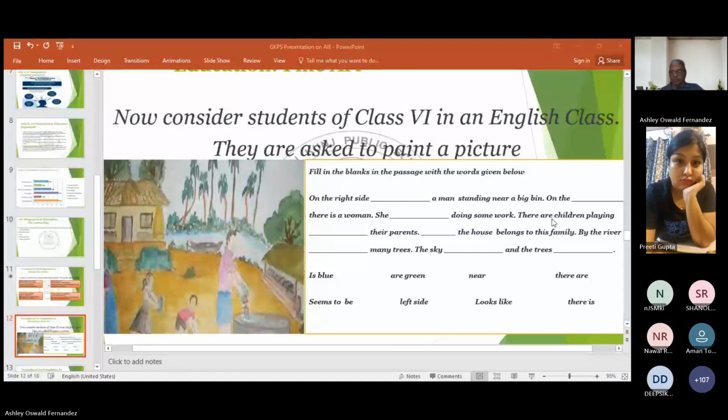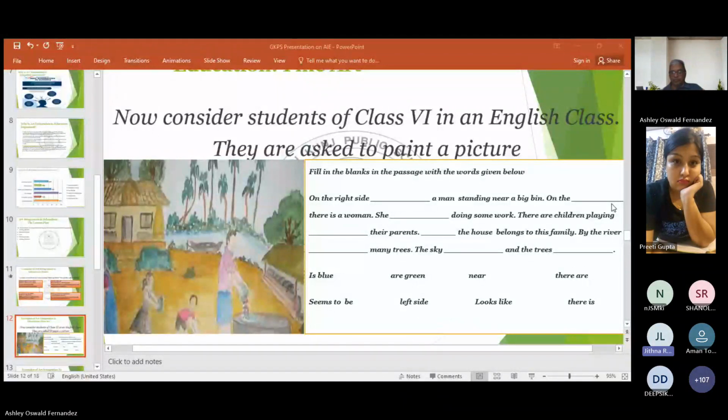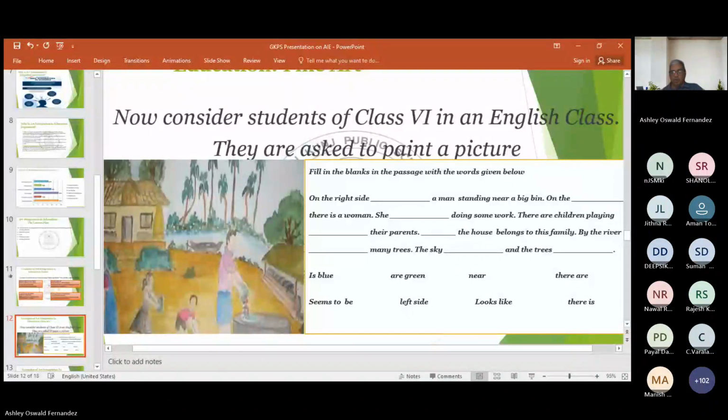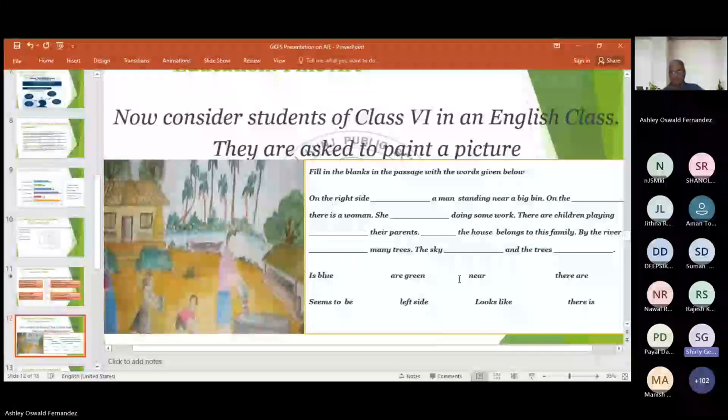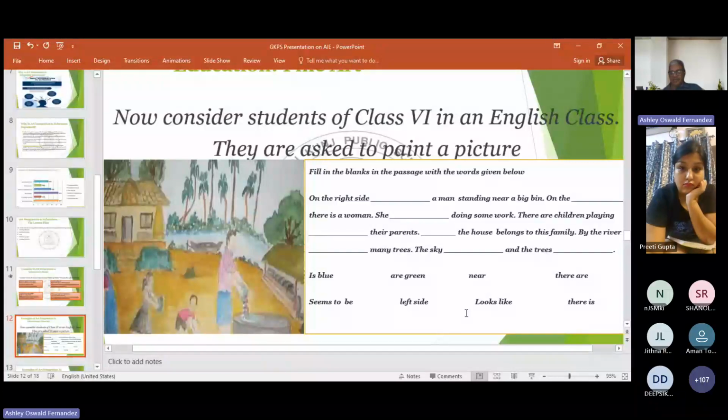Any takers? On the right side, there is a man standing near a big bin. On the left side, there is a woman. She is doing some work. There are children playing near their parents. Next.